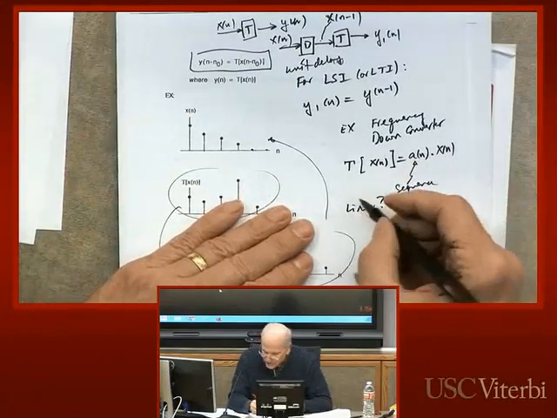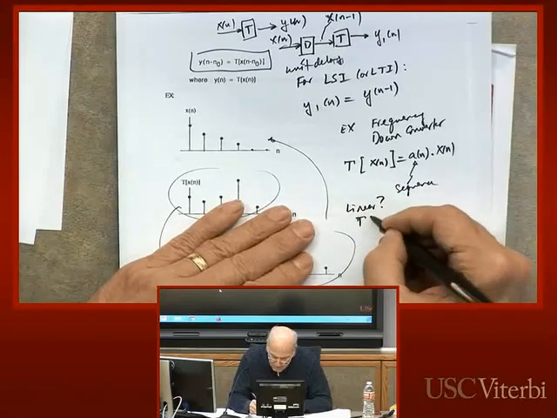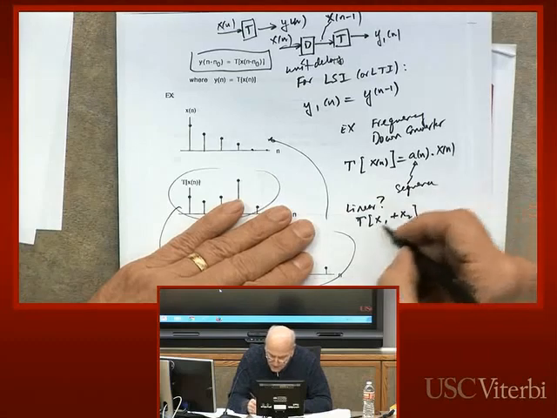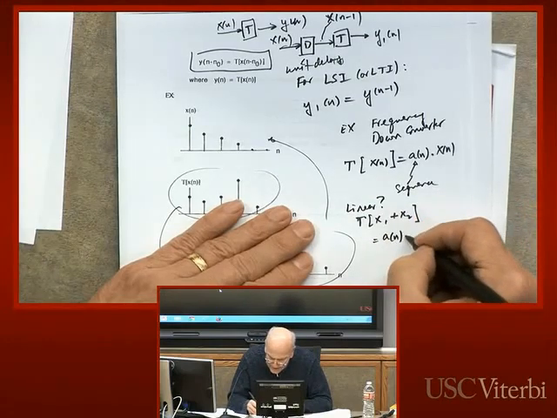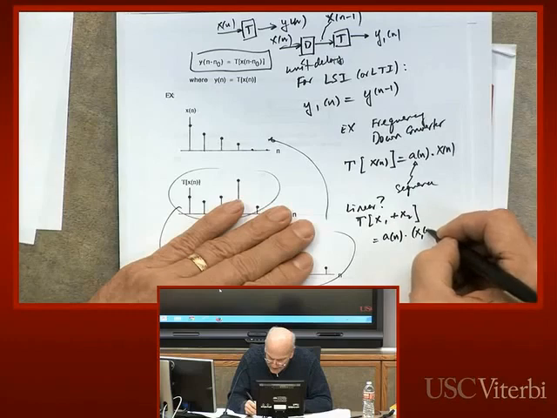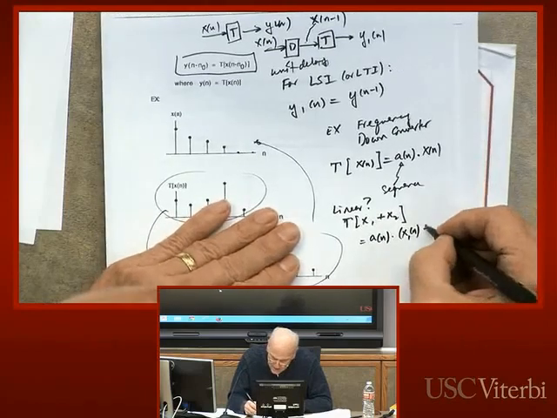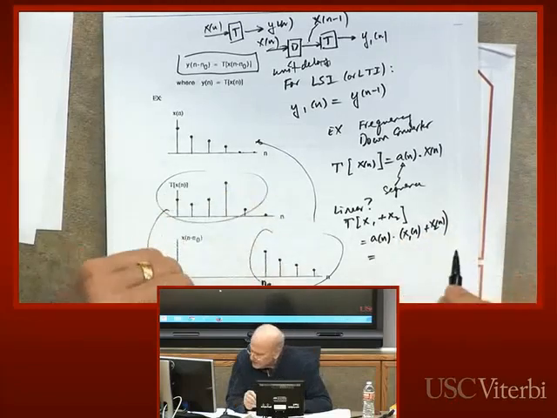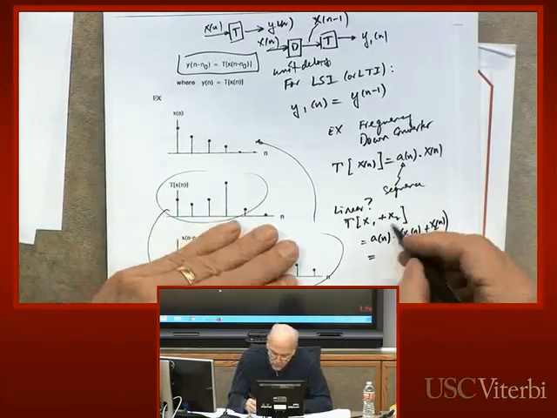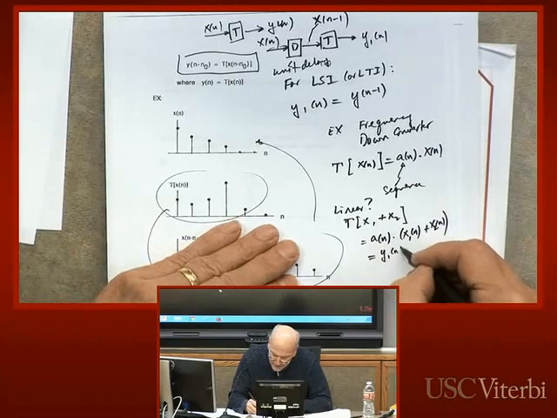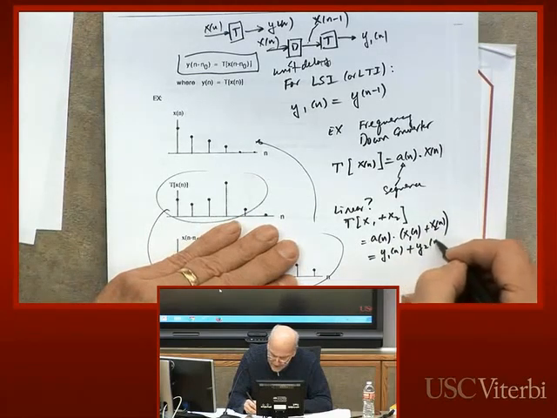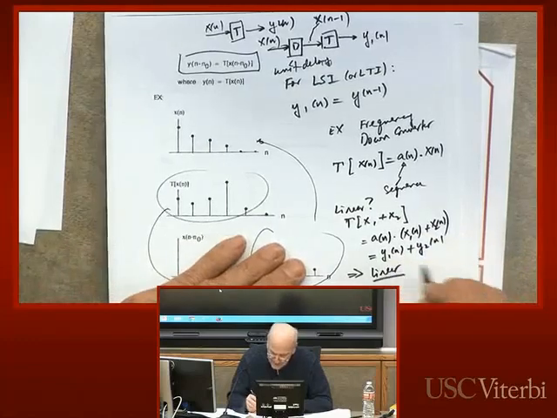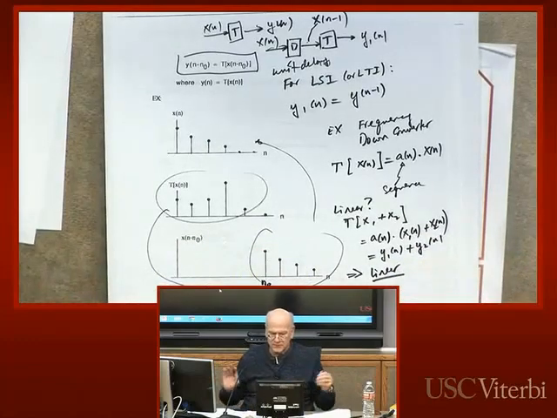So let's see if it's linear. Let's check it out. If you had T of x1 plus x2, well, that's going to equal a of n times x1 of n plus x2 of n. So clearly it's linear, right? That's going to be the response to each one. I will call them y1 of n plus y2 of n. So that implies linear. So that's a perfectly well-defined linear system.